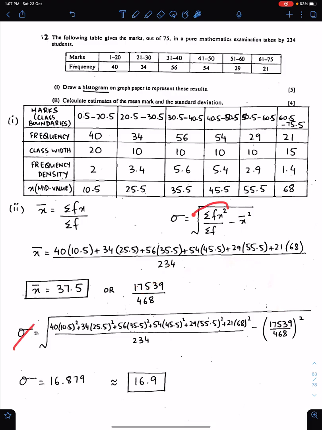Sigma fx square, mean you need to square this number. 40 times 10.5 square, 34 times 25.5 square, 56 is here, square of this number, divide by 234 and minus the square of this answer, then square root will give you standard deviation. And we found frequency density for histogram. I'm not discussing histogram in this chapter. I'm just focusing on the calculations of mean and standard deviation and quartiles.